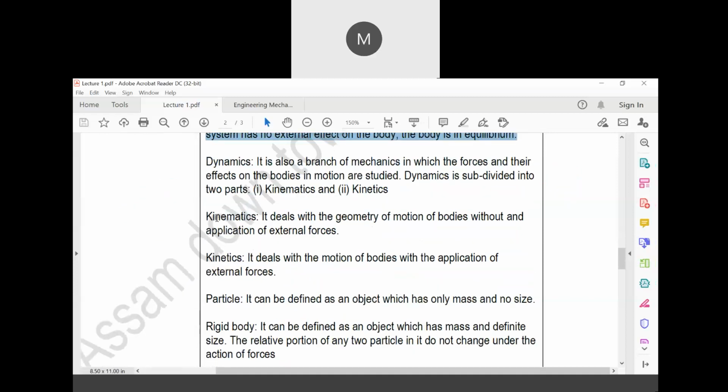Is it clear for everyone? Yes, sir. Okay. Now we have kinematics.